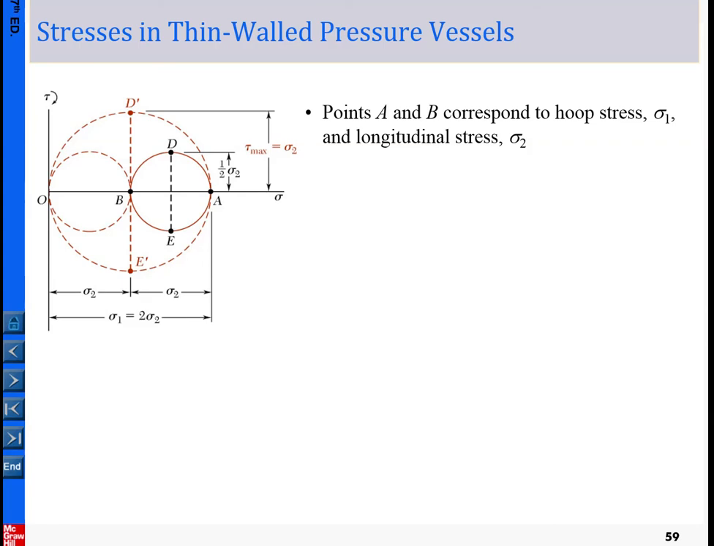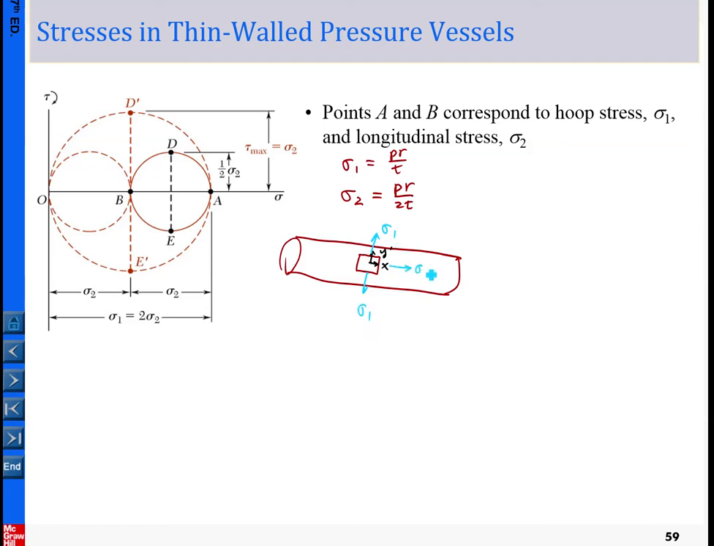So for this case, we remember sigma 2 equals PR over 2T, and sigma 1 equals PR over T. And again, here is our vessel, and we pick a stress element. On the stress element, this is our x-axis, this is our y-axis, and the element of stress is this sigma 1 and sigma 2. Okay, so keep this in mind. Then we can build out the Mohr circle for this case.